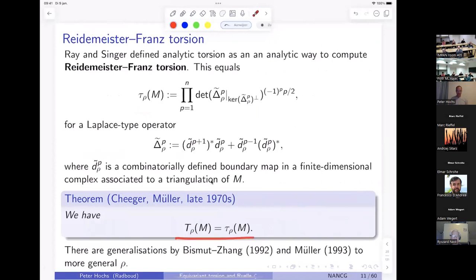This theorem has been generalized in different directions, for example, to more general representations both by Bismut and Zhang and by Müller in the early 90s. So this was what motivated Ray and Singer, and this turned out to actually be a good idea because the equality holds. Okay, this is what I want to say about analytic torsion. Are there any more questions about this?